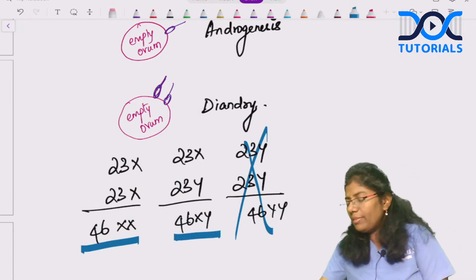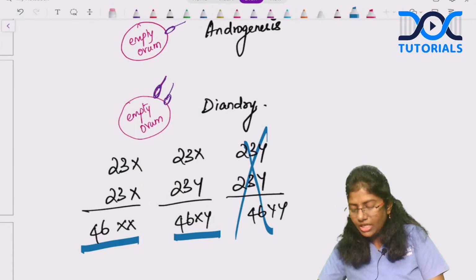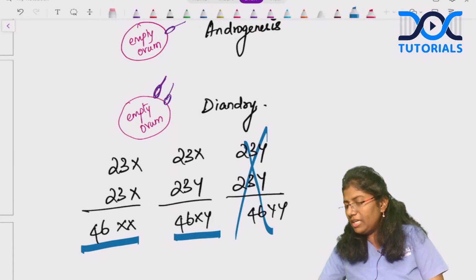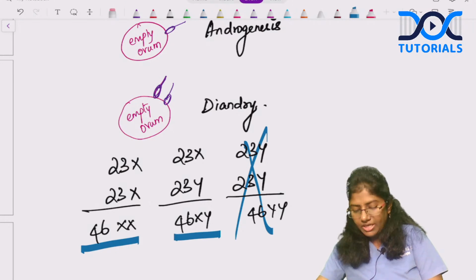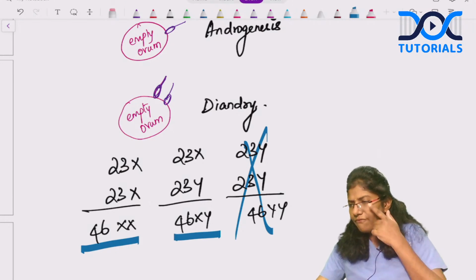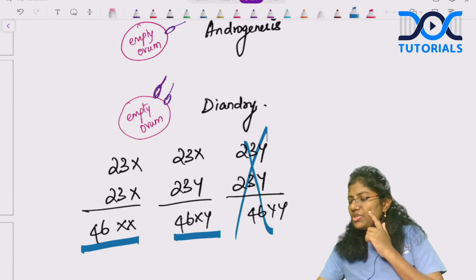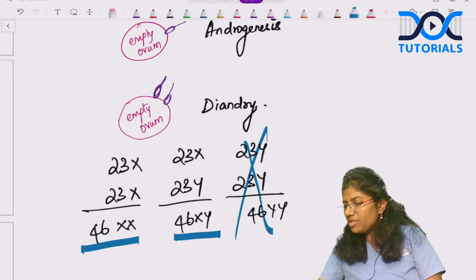Now tell me, guys, among the two, which is more common in complete mole, 46XX or 46XY? Yes, a very, very important MCQ: which is the most common karyotype of a complete mole? Come on, guys.